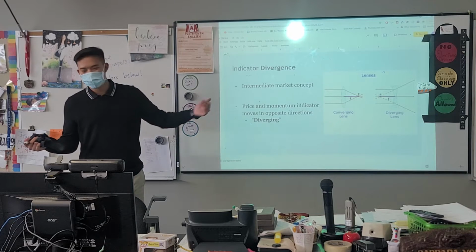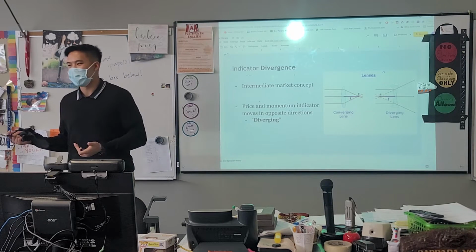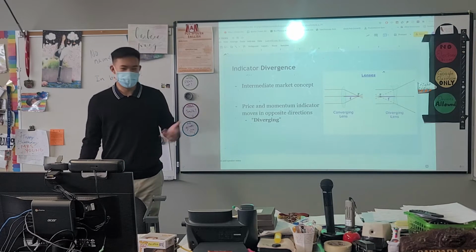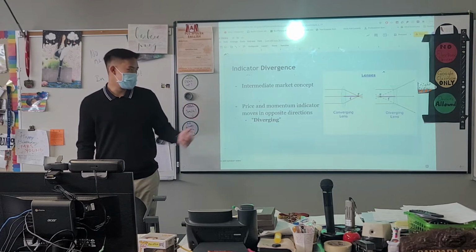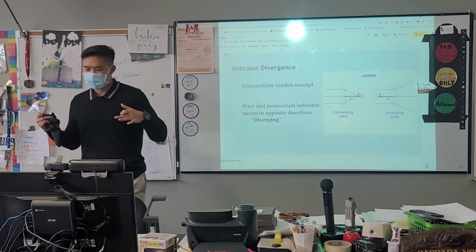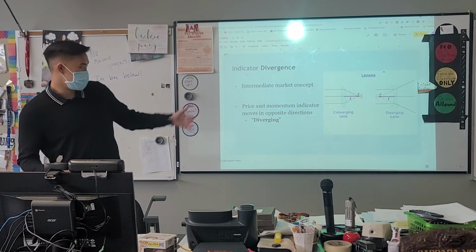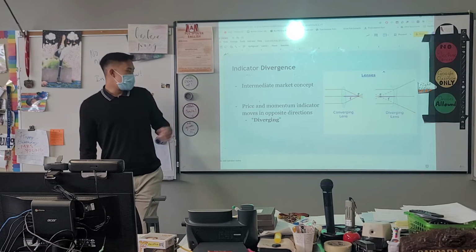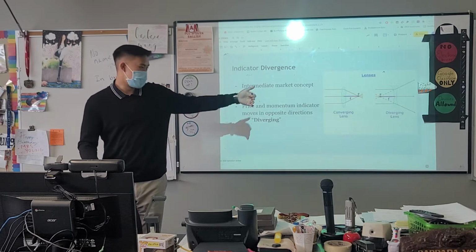Divergence means price and the indicators are moving in opposite directions. If anyone's taking physics, you see converging lenses and diverging lenses. Converging is they're coming together, diverging, they're coming apart, right? So divergence is where price and the momentum indicator move in opposite directions. You can see in that chart they're diverging.